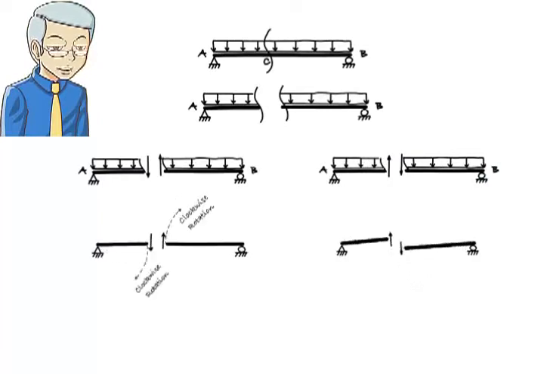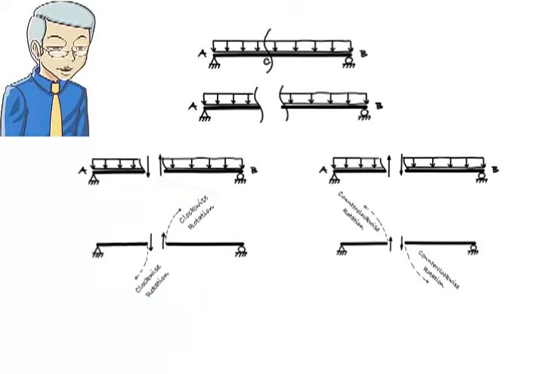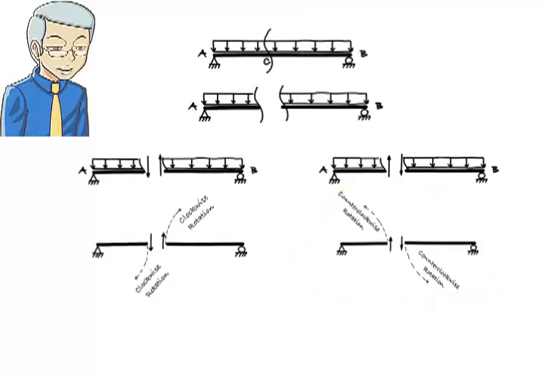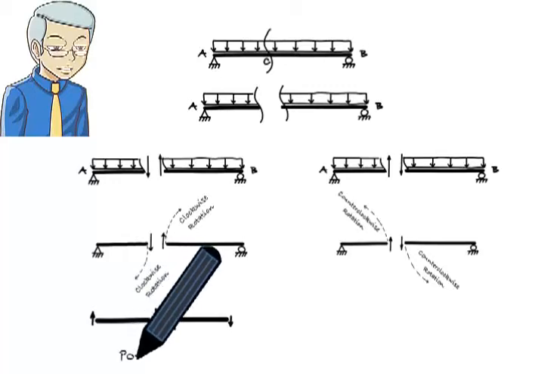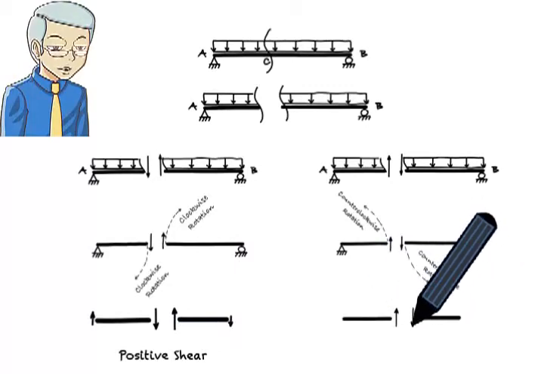By convention, the shear force direction that tends to cause a clockwise rotation is considered positive. If the shear force tends to cause a counterclockwise rotation, we call it a negative shear. Therefore, this is a positive shear. And this is a negative shear.